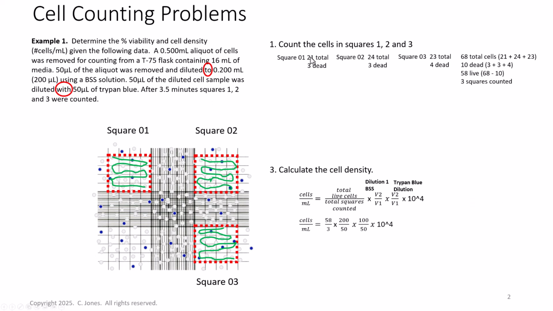So we're going to have 58 live cells, right? That's what we counted from the hemocytometer counts. We did it over 3 squares, so that's the total squares, times 200 over 50, right? That's our first dilution with the balanced salt solution. And then times 100 over 50, that's our trypan blue dilution, times the hemocytometer correction factor. So we just multiply this out, and we get 1.55 times 10 to the 6th cells per mL. Again, 3 significant figures for our cell density calculations.